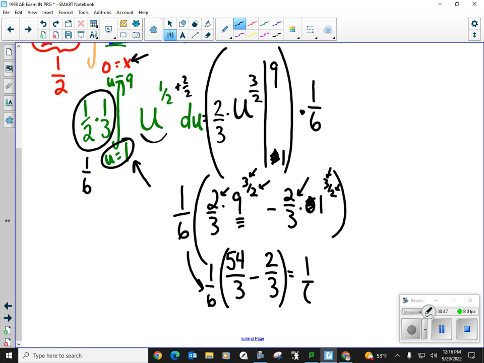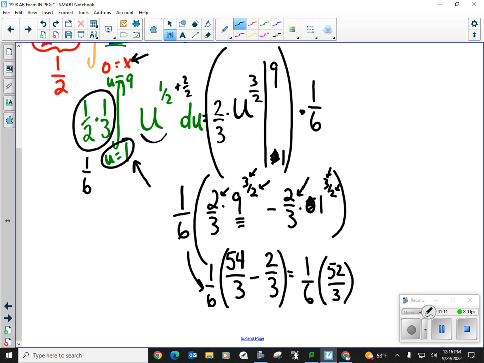So I have 1/6 times 52/3. When everything is all said and done, I end up with, does 3 go into 52 evenly? No, it does not. Does 6? No. But guess what?